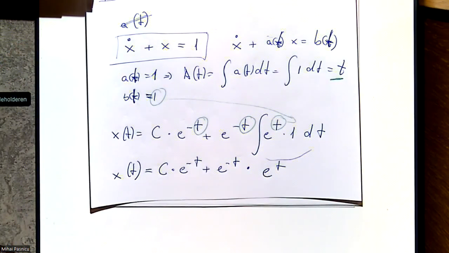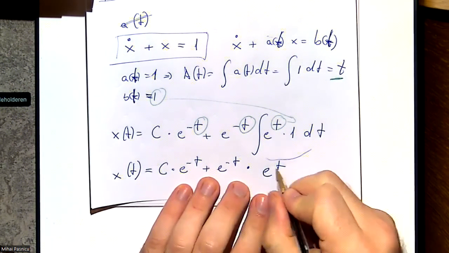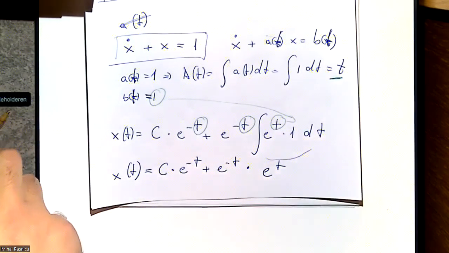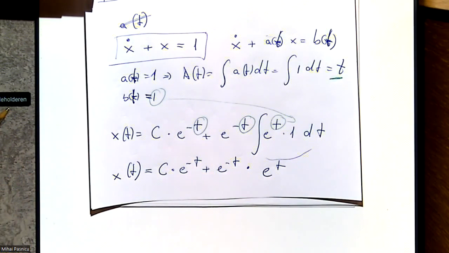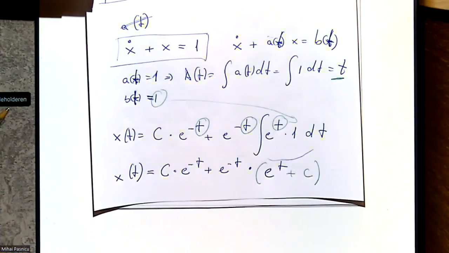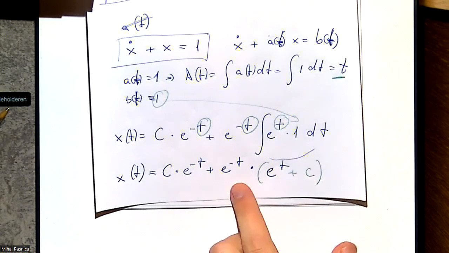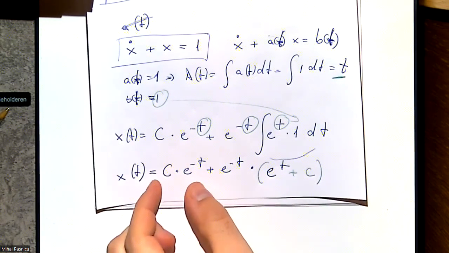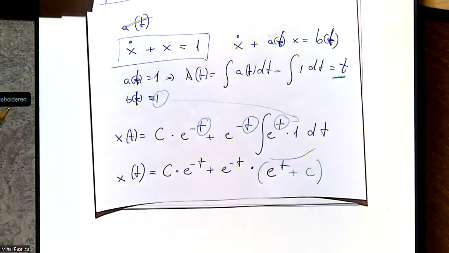Notice I am not going to put another constant here. Why would I not write something like this? Why am I not putting a constant there? Because the integral of that should give me e to the t plus a constant, right? The answer is that it doesn't make sense, because I would get a constant times e to the minus t. I already have that element here, and being that the constant can be whatever, I don't need another one.